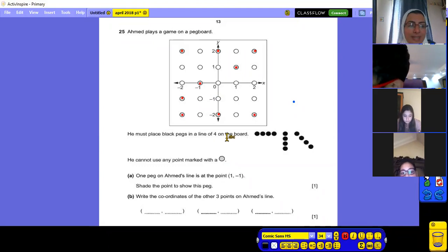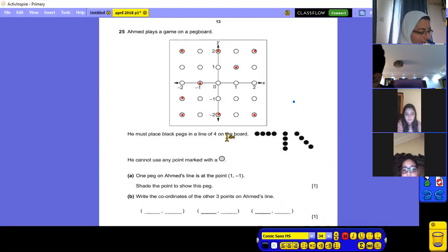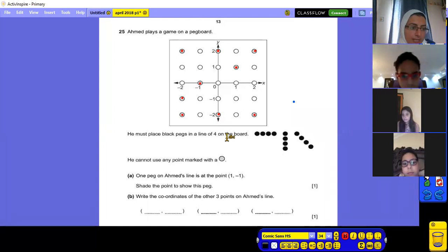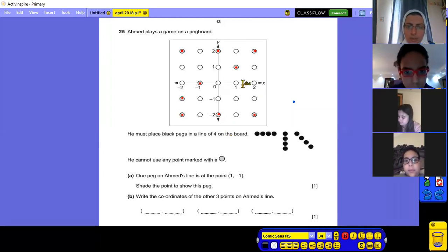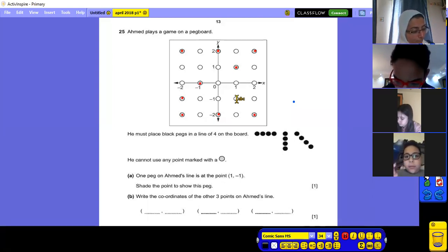So can anyone tell me what are the four dots? Where is the place of the right four dots? Hopefully you're doing it right. Let me see. Mais is having different answers. I'll see if you're right or wrong. Wow, good job, Mais. MashaAllah. Who else? Kadi, one of your answers is right. You said one and negative one? No. One and negative one. Yes, you're right. One and negative one. What else?